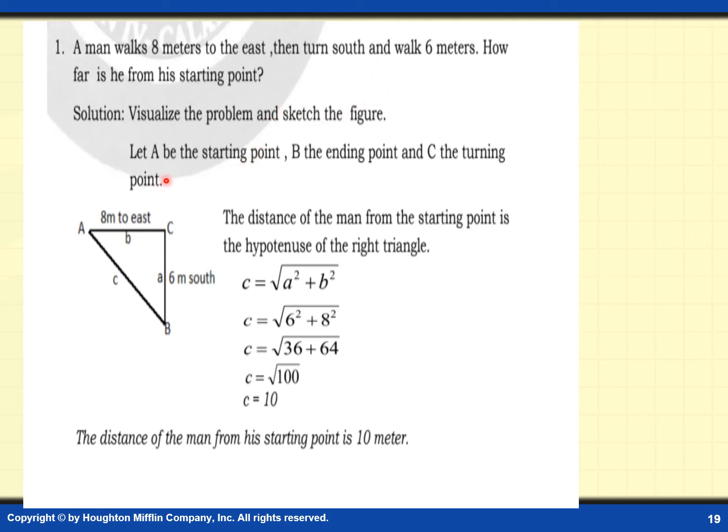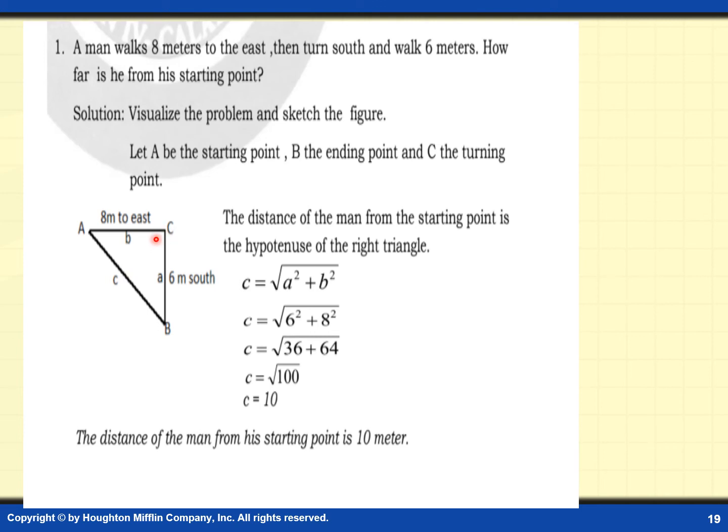And then, let's let A be the starting point, so that when the man walks, we know where our starting point is. And our ending point, the turning point, we let it be letter C. So, the distance of the man from the starting point is what we call C, or the hypotenuse. That is the longest side of the right triangle, and it is opposite the right angle.